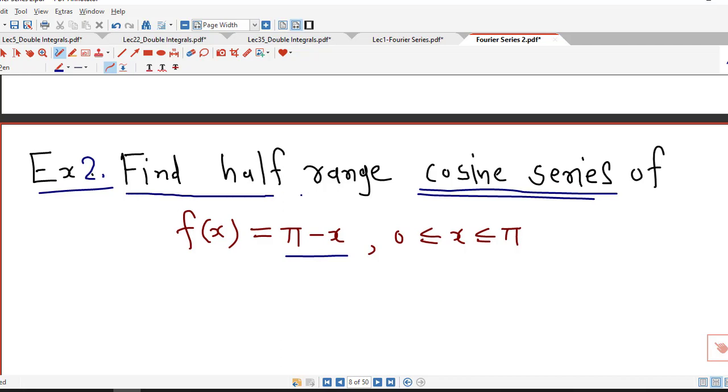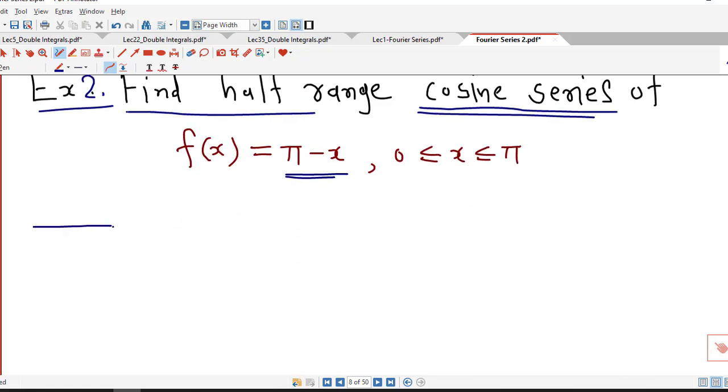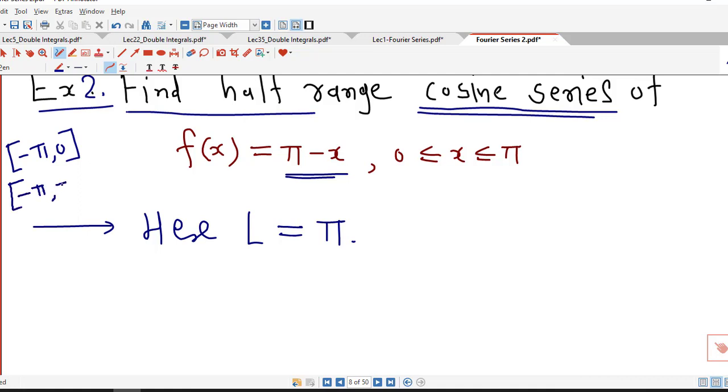So here we find the half range cosine series, or the Fourier cosine series, of this function. Here also the interval is half, so we consider L equal to pi. Because we are considering the half range cosine series, we have extended our function in the interval minus pi to 0 in such a way that the extended function becomes an even function on the whole interval minus pi to pi. So now first we have to find two coefficients, a0 and an.